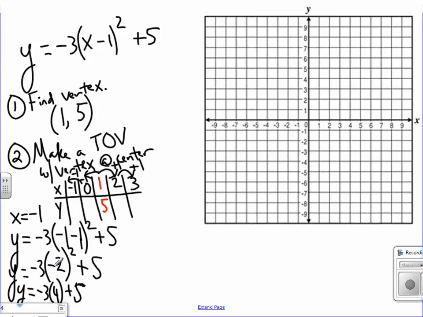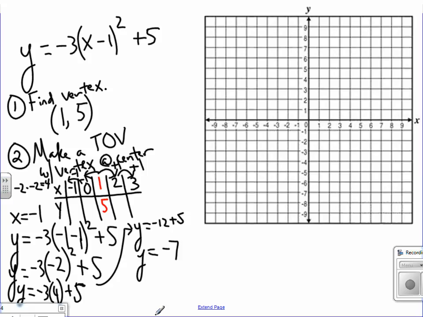Because -2 squared means -2 times itself. -2 times -2 is 4. Okay. Moving right along here. -3 times 4 is -12. And if we add 5 to that, we get -7.